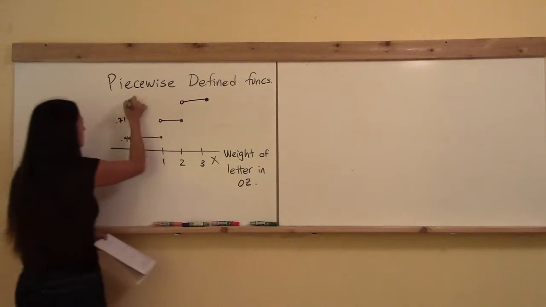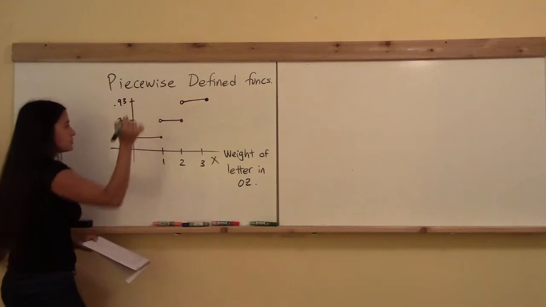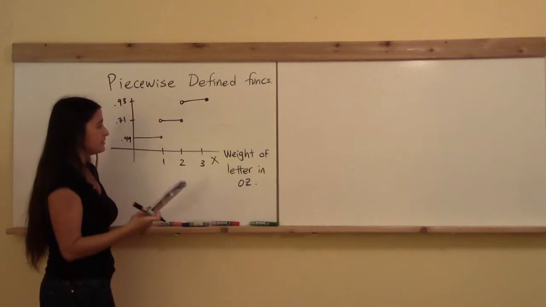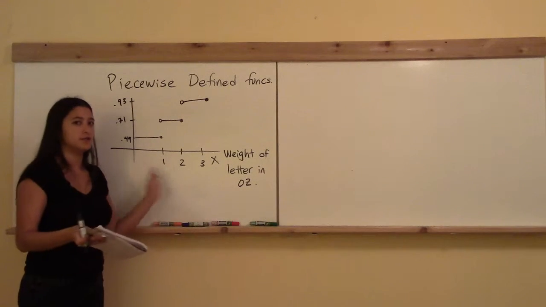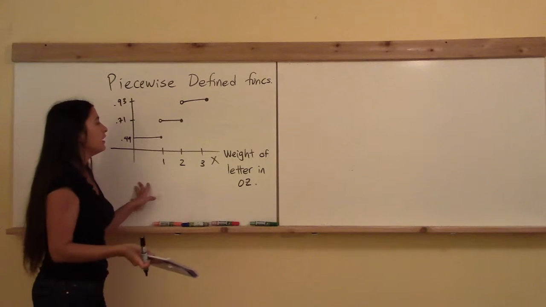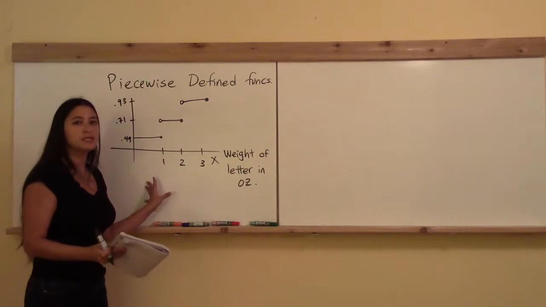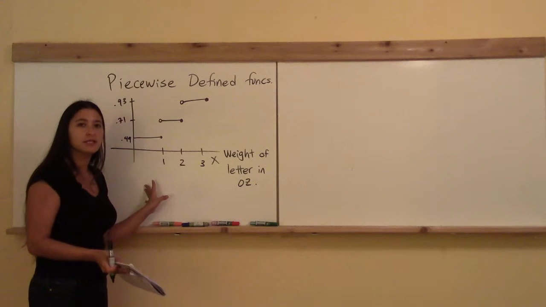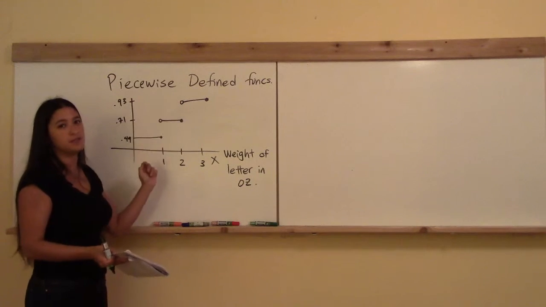So it gets more and more expensive as the ounces of the letter increase, and then there are more instructions for heavier letters. Sometimes it gets into different instructions, like now it's a package, not a letter. Let's just stick with this, and we'll see how this is defined mathematically through a piecewise definition.